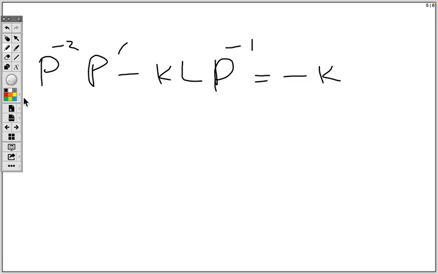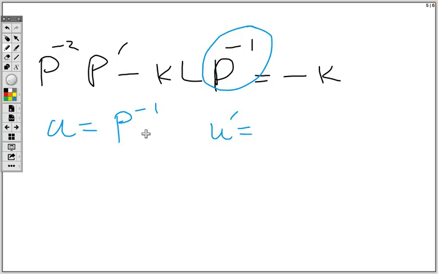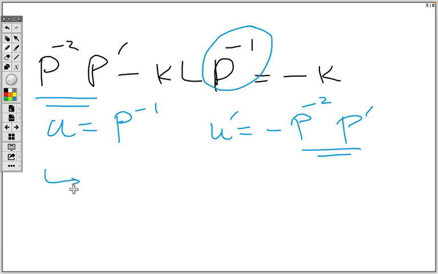And now it's time for our substitution. So we're always going to let u, in this case, be p to the minus 1. And so, courtesy of the chain rule, u prime is going to be the derivative of something to the minus 1 power, which is minus 1 times that thing to the minus 2 power times the derivative of that thing. And as always, the meat is going to be in the first term there. I just need to move that negative over.